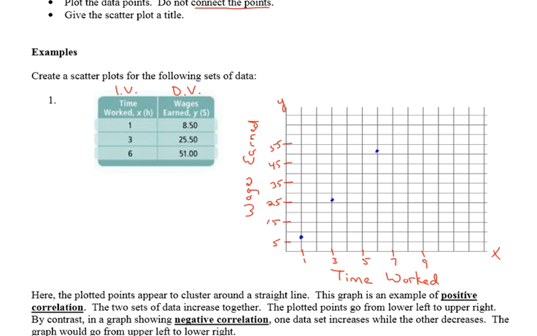Now remember, in a scatter plot, we do not connect the points. So our scatter plot is finished. The only thing we need now is the title. Since we're talking about the time we work and the wages we earn, I'm going to title my graph wages by hour. And that's your completed scatter plot.